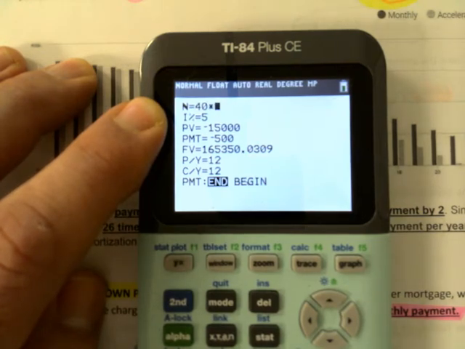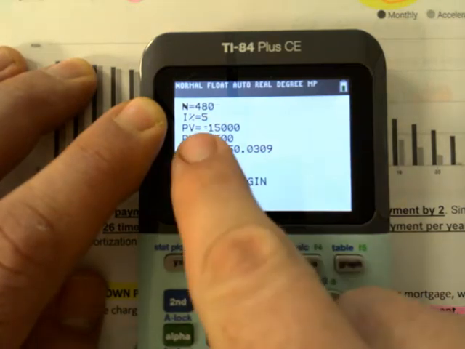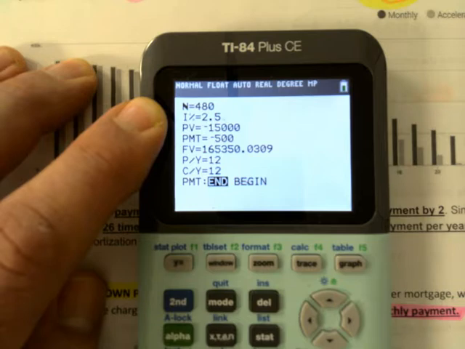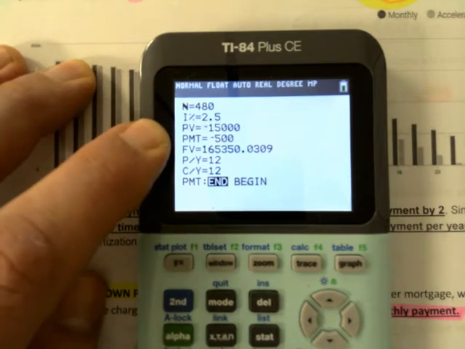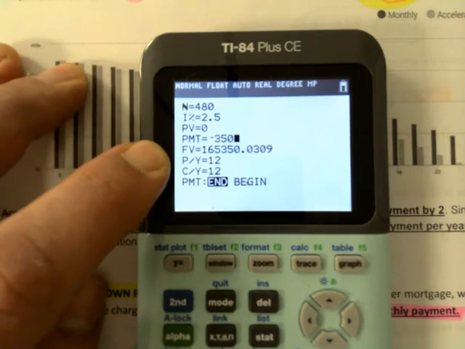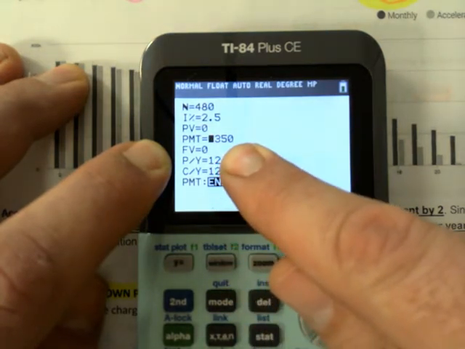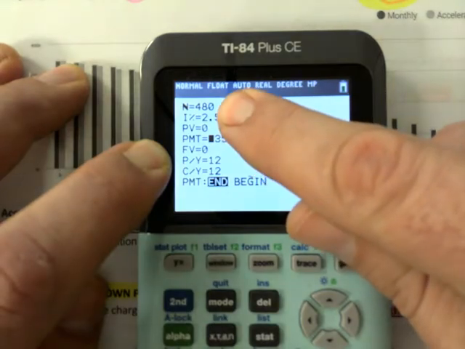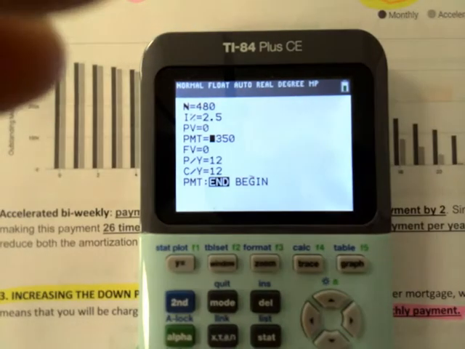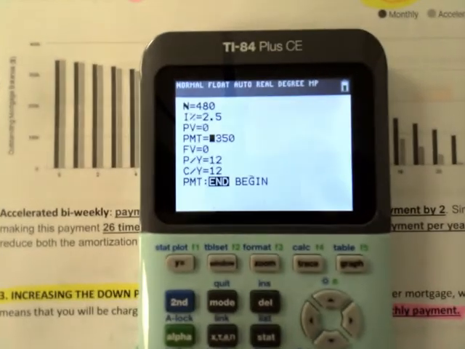And let's say you make monthly contributions to your bank. Let's say you only get like a 2.5% interest rate. And let's say you start with $0 at first, but you're gonna put $350. You're gonna put away $350 every month for 40 years, which is 480 payments that you will be making.